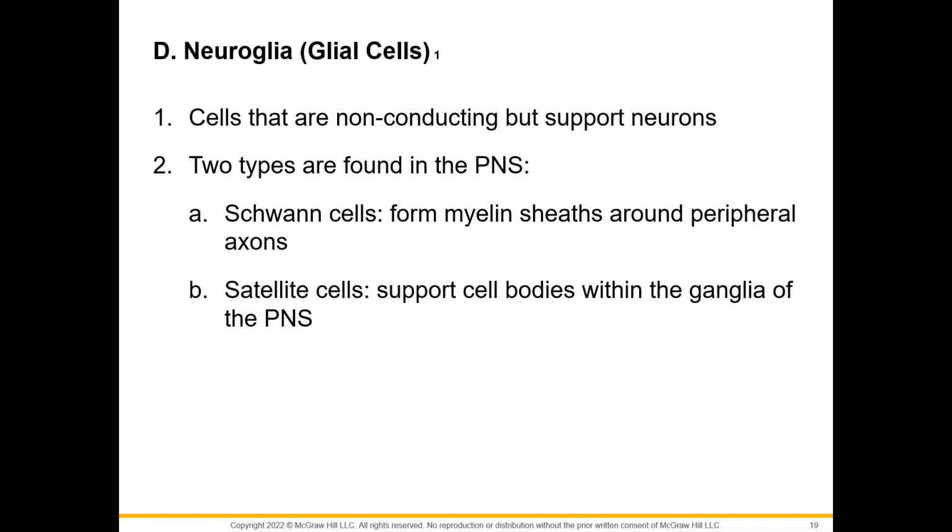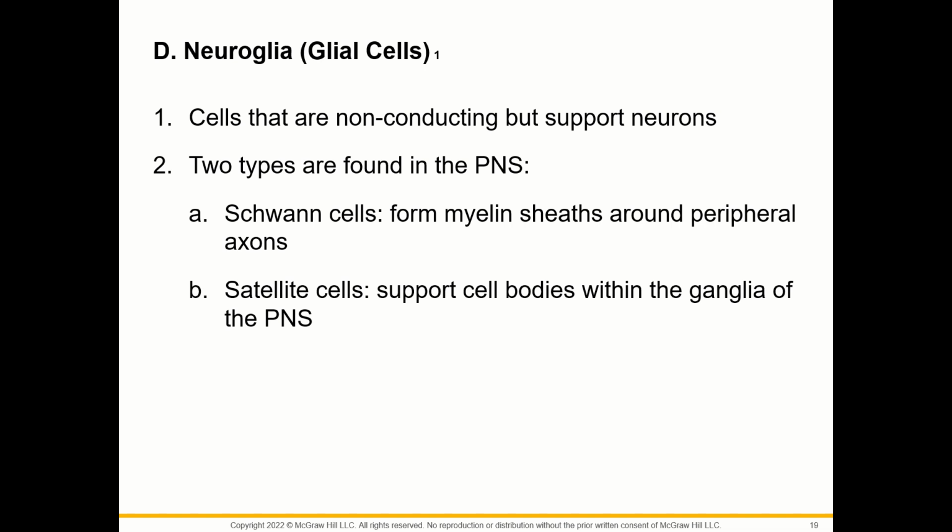Now let's look at neuroglia. These are cells that are non-conducting, but they support the neurons. And there are two types found in the peripheral nervous system. There's Schwann cells, which are going to make the myelin sheath around the peripheral axons of both the motor neurons and the sensory neurons. And then satellite cells are going to be found around the cell bodies within the ganglia of the peripheral nervous system. This is going to be like the dorsal root ganglia where the sensory neurons' cell bodies are.